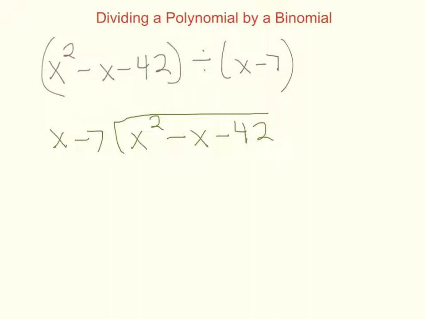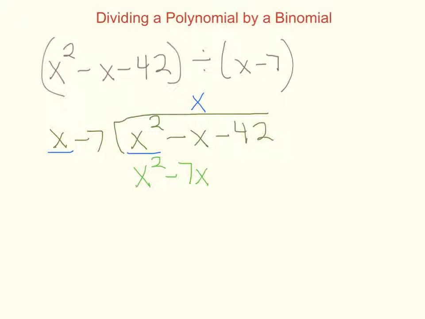Now, if you were doing a long division problem, the first step would be to divide. So we're going to take the first term, divide it by the first term, x squared divided by x is x. The next step you would do in a long division problem is multiply. But you have to multiply the whole divisor, or distribute. So x times x is x squared. X times negative 7 is minus 7x.